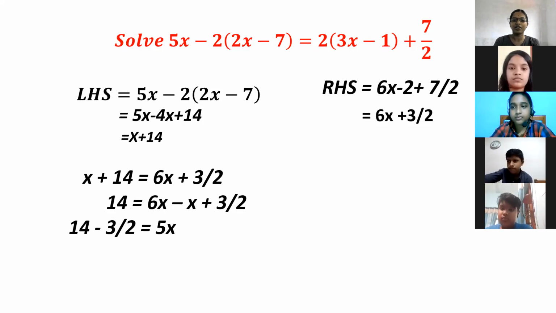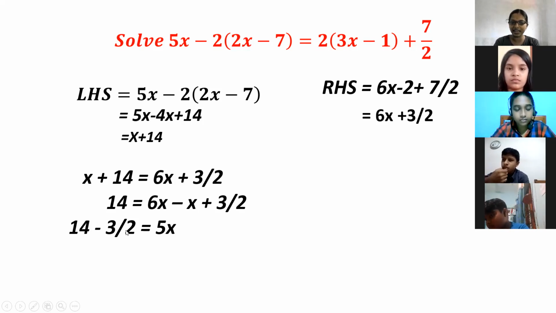Then we get, and one more thing, we are moving this plus 3 by 2 into LHS. Then it becomes minus 3 by 2. Then the LHS becomes 14 minus 3 by 2, which is equal to 5x. Okay.